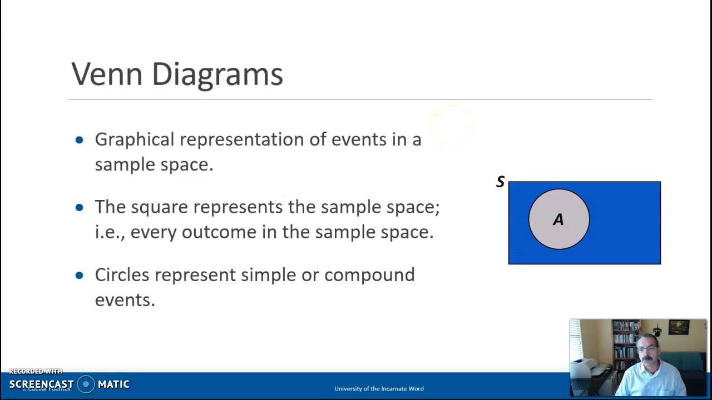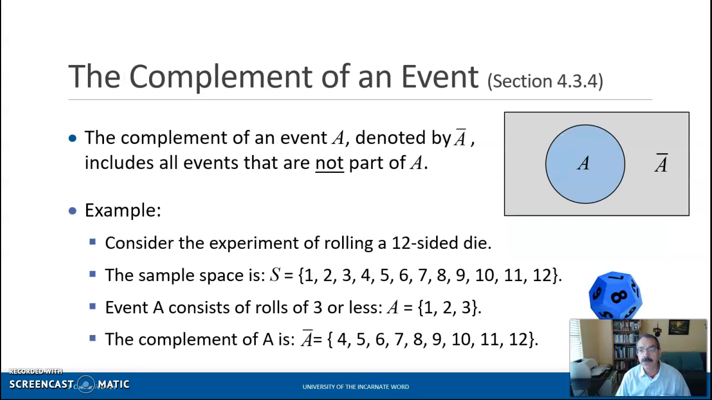All right, so we're going to use Venn diagrams. The book doesn't call them that, but these are Venn diagrams. Typically, the square represents a sample space, and a circle or circles represent an event. And the event could be a compound or a simple event. All right, with that in mind, let's look at the first type of event, which is a complement of an event.